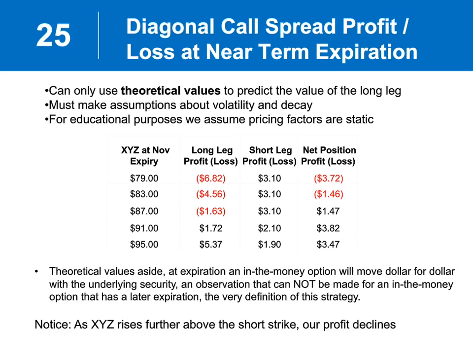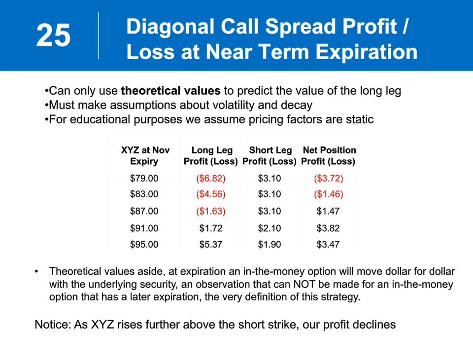Next example with XYZ at 83. Our long leg, again, we experience a loss on the long leg. We have a profit on the short leg, $3.10. Again, we're long the 80, short the 90. So that $90 call is out of the money. That $3.10 is all profit. The net effect, even though the stock is down $4 a share, on our diagonal call spread, we're down about, we'll say $1.46, $1.50.